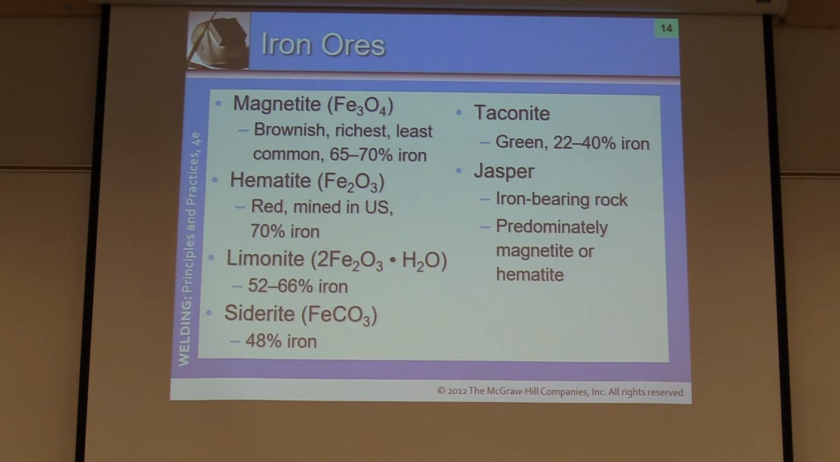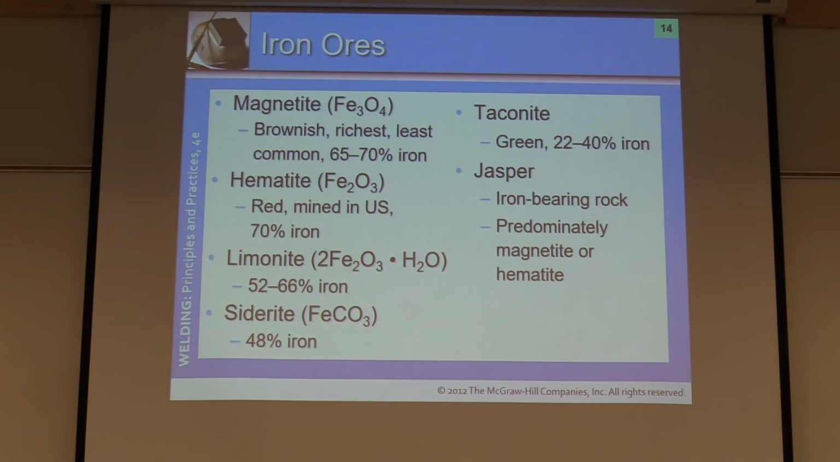Siderite contains 48%. Taconite is a low-grade ore that contains from 22 to 40% iron and a large amount of silica. It is green in color. Jasper is an iron-bearing rock. The ore is predominantly magnetite or hematite.